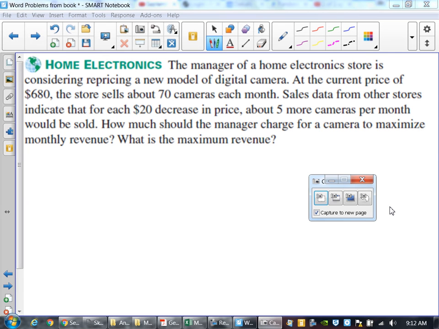Electronics store is considering placing a new model of digital camera. At the current price of $680, the store sells 70 cameras a month. Sales data from other stores indicate that for each $20 decrease in price, 5 more cameras per month will be sold. At how much should the manager charge for cameras to maximize monthly revenue, and what will the monthly revenue be? So remember, when we deal with problems that sound like this, you have 2 things, cost and sales.